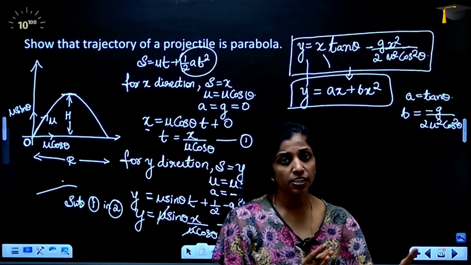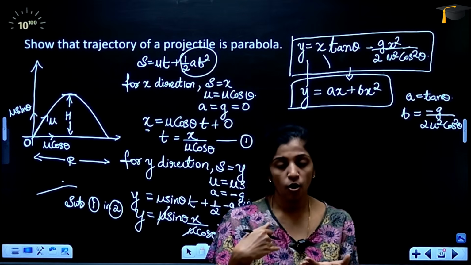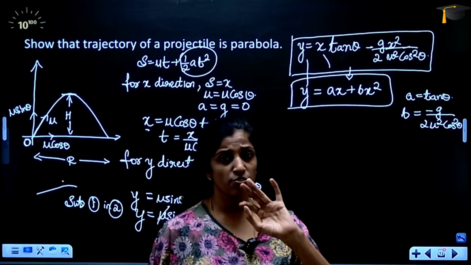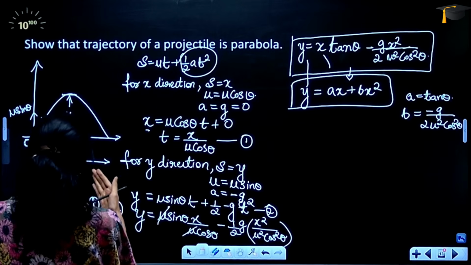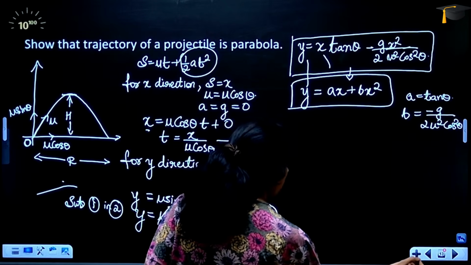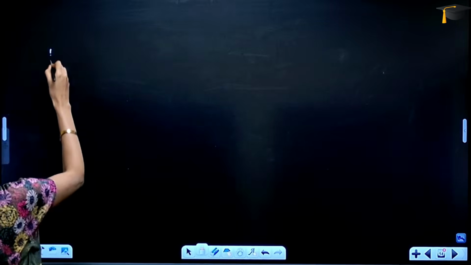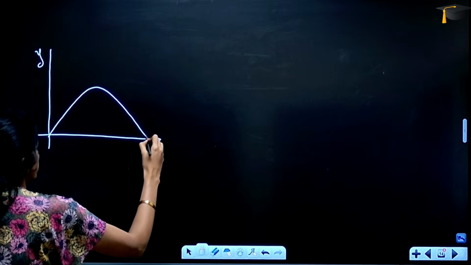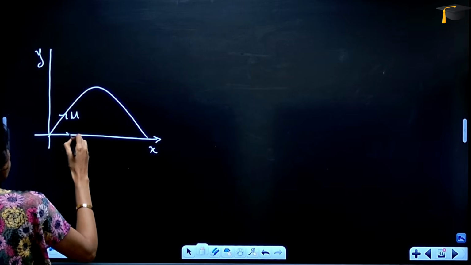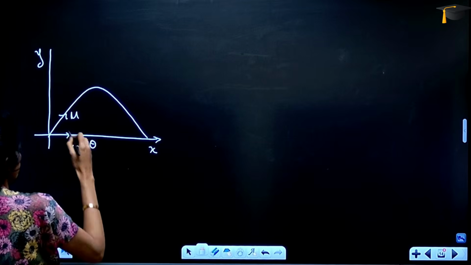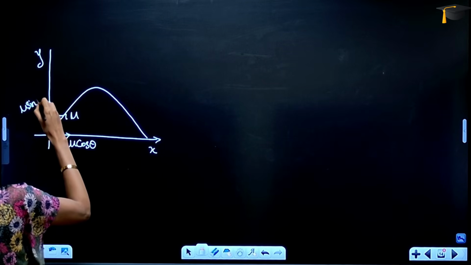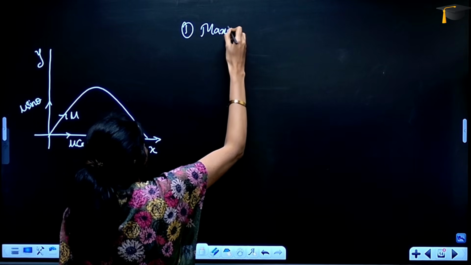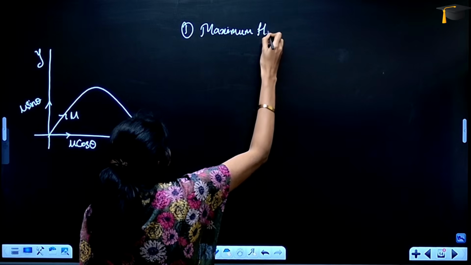Now, continuing from this, we have 3 things to derive. As I said, maximum height, horizontal range, and then time of flight. Let's derive these very quickly. We'll use the same diagram, I mean the graph. I'll take the same path here. This is x direction, this is y direction, and the parabolic path. This represents u, and u is resolved into the horizontal component u cos theta, and this is u sin theta.